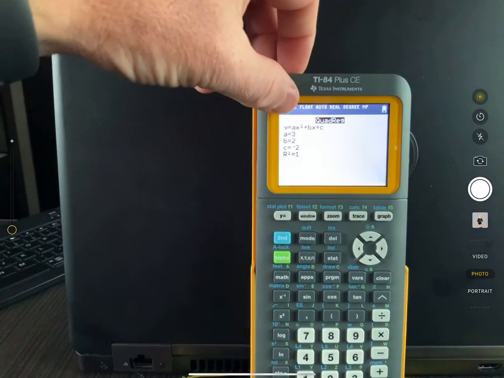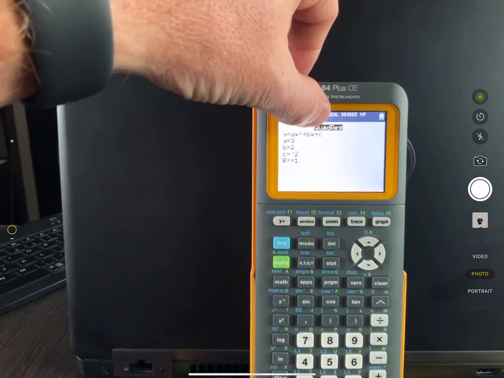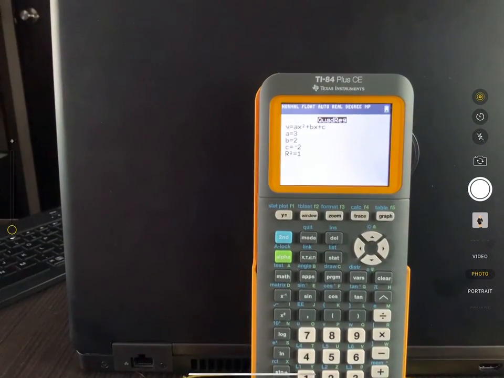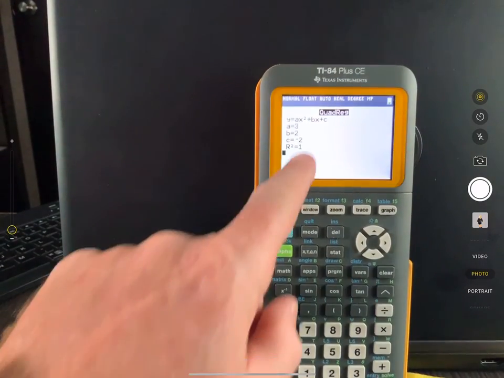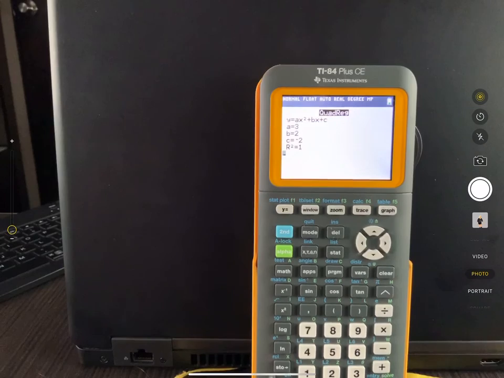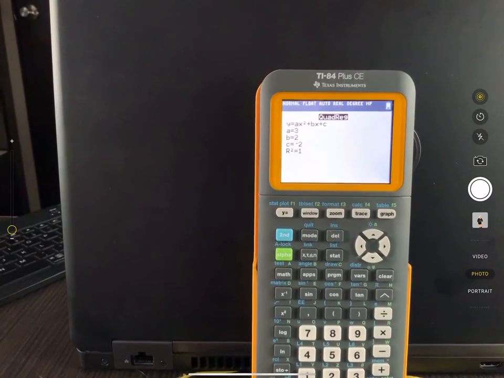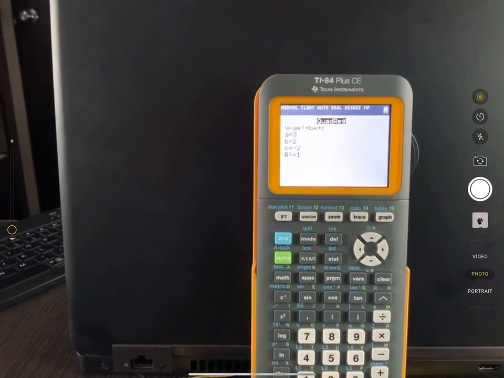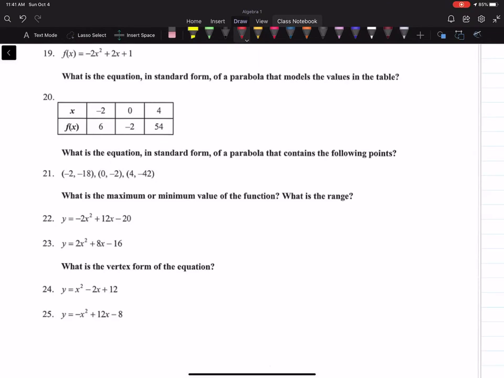Okay? It tells you y equals ax squared plus bx plus c. And then it gives you a, b, and c. And all you have to do is plug in. Okay? The r squared is telling me that, since it's equal to 1, this is a perfect quadratic, which we already knew that it was. They said it would be. So 3 is A, 2 is B, -2 is C. So I go back to my test, and we just write the equation. So f of x equals 3x squared plus 2x minus 2.